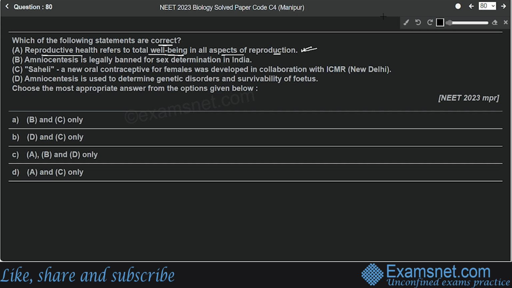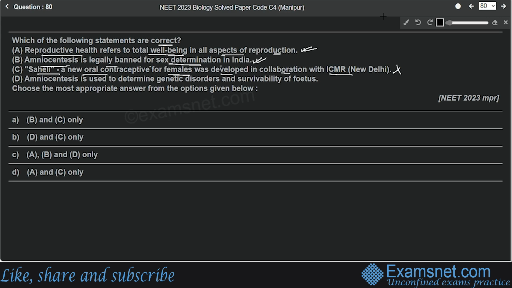Second statement says that amniocentesis is legally banned for sex determination in India. So this is also correct because it was being misused for sex determination, and it was leading to female feticide. The third statement says Saheli, a new oral contraceptive for females, was developed in collaboration with ICMR New Delhi, which is an incorrect statement.